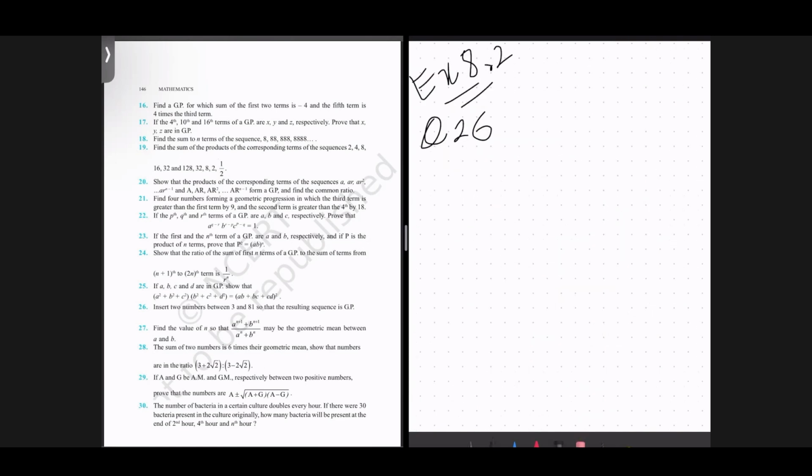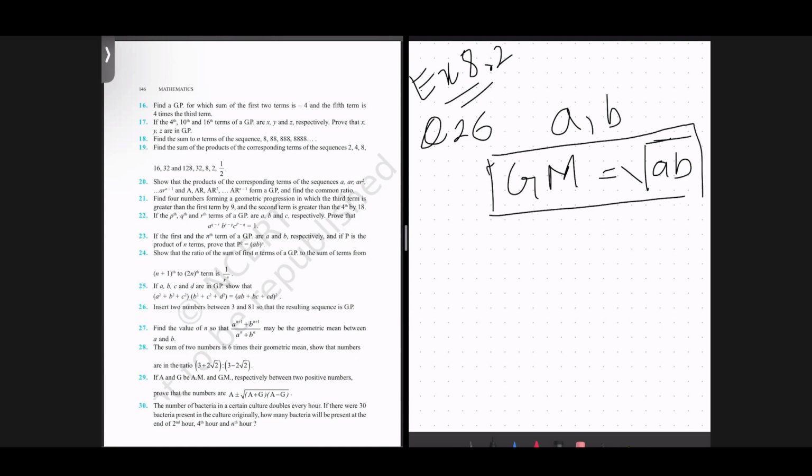Moving on, in question number 27, we have been asked to find the value of n so that A raised to power n plus 1 plus B raised to power n plus 1, divided by A raised to power n plus B raised to power n, may become the geometric mean between A and B. The two numbers that have been given to us are A and B. The geometric mean between any two numbers is going to be of the form root AB, where A and B are the two numbers. The geometric mean is root AB.